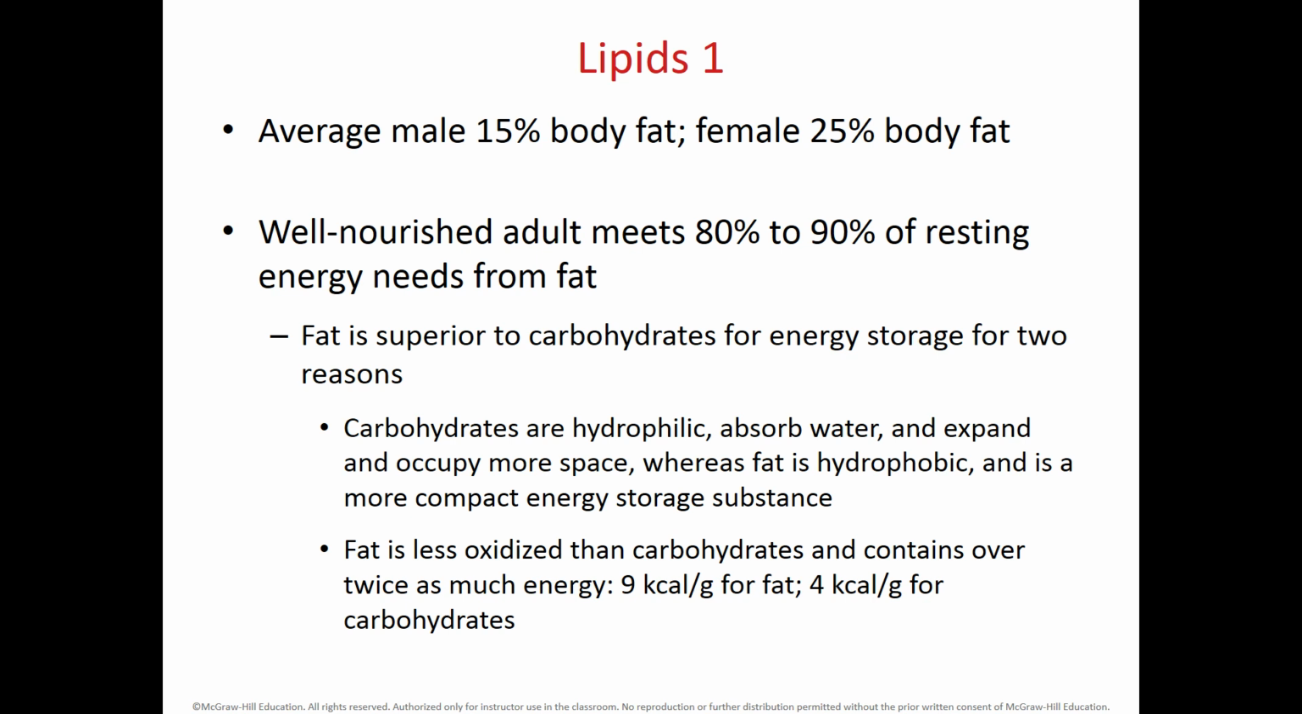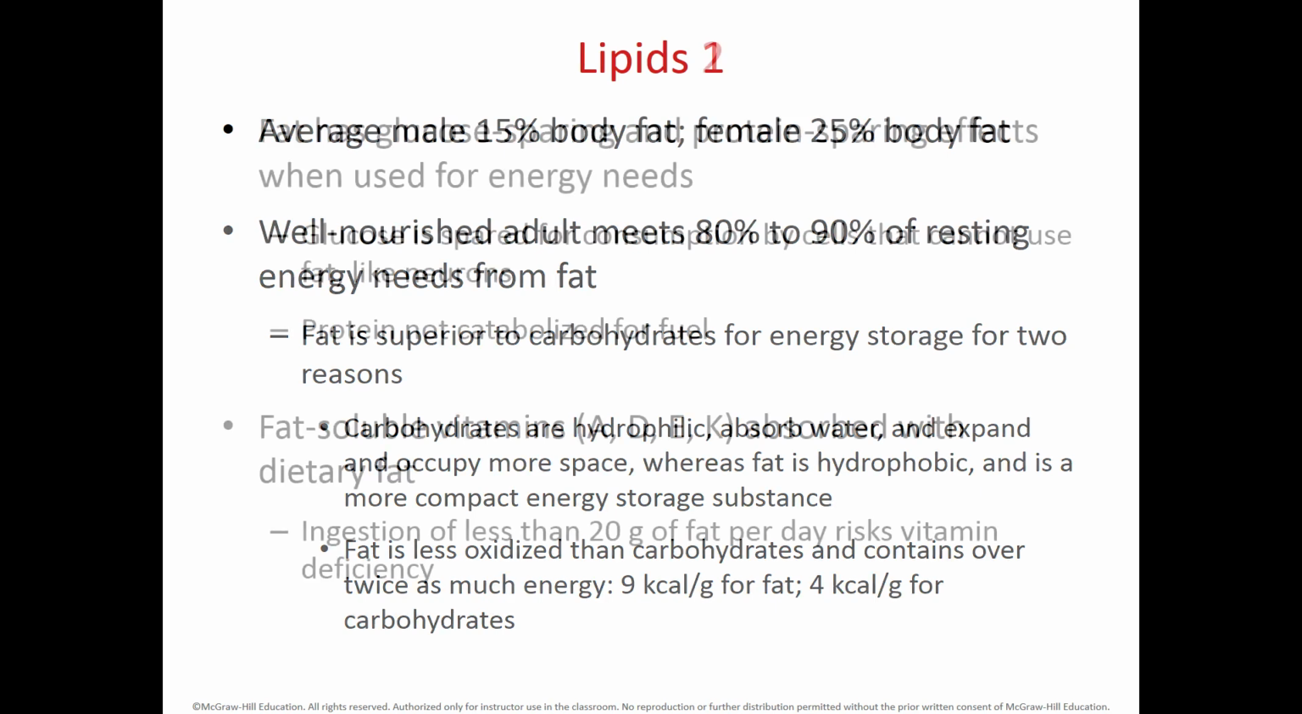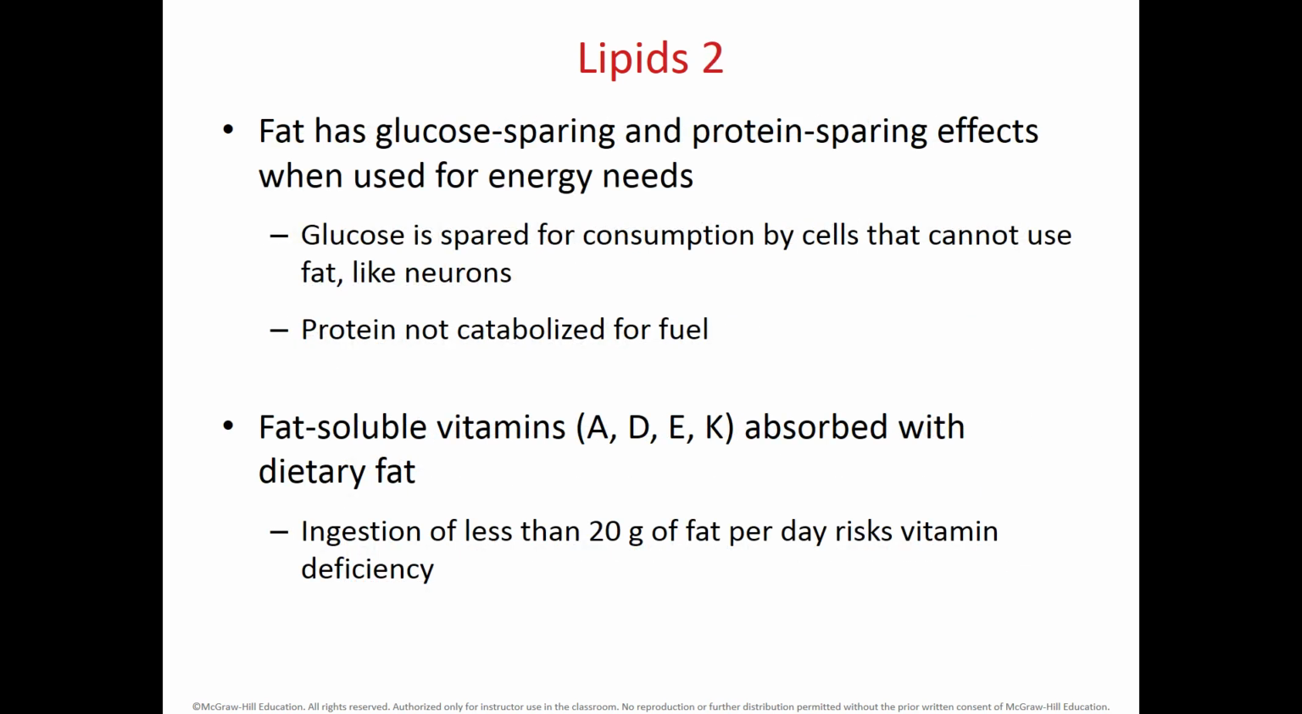Carbohydrates are hydrophilic, so they will absorb a lot of water and will be bulky, so they will occupy more space, while fats are hydrophobic, so they are more compact in structure, and they will provide over twice as much energy as glucose or carbohydrates. So 9 kilocalories per gram for fat as opposed to 4 kilocalories per gram provided by carbohydrates. Now, fat has a glucose sparing effect and protein sparing effect. So that's why fat is used as a storage form.